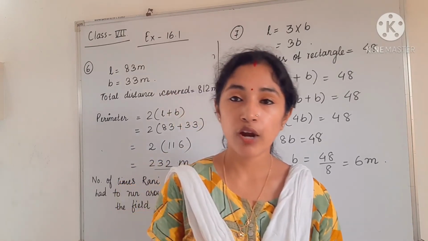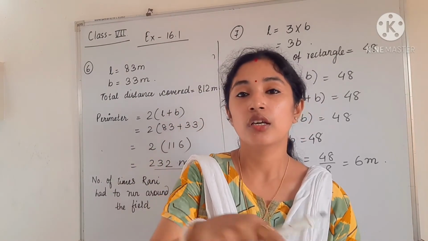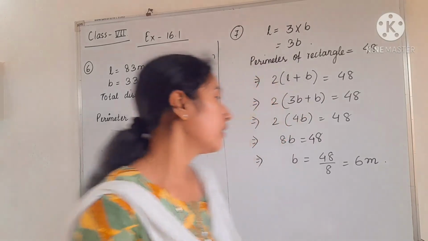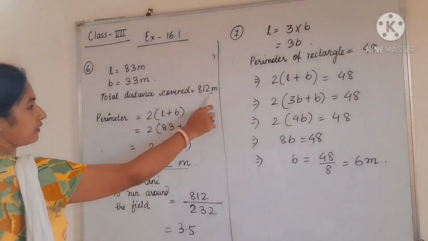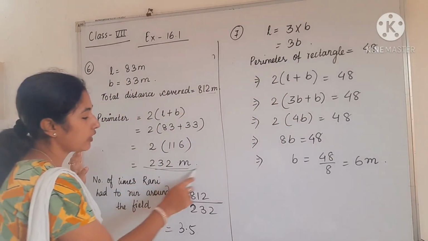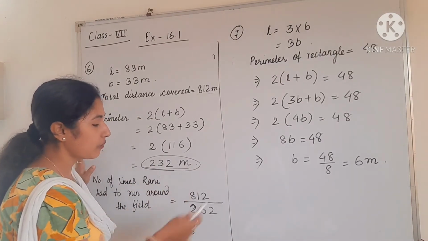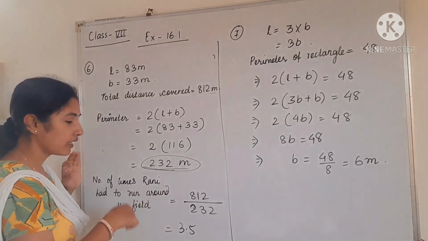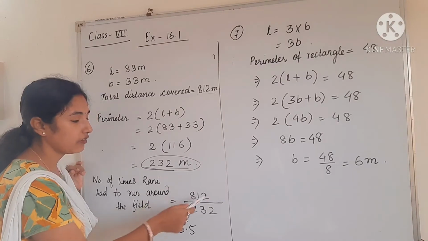So now we have to find the total number of times she is running. So here the total distance is already given, and perimeter means what? Only one time. So how many times she is running around, that we have to find by dividing this one.